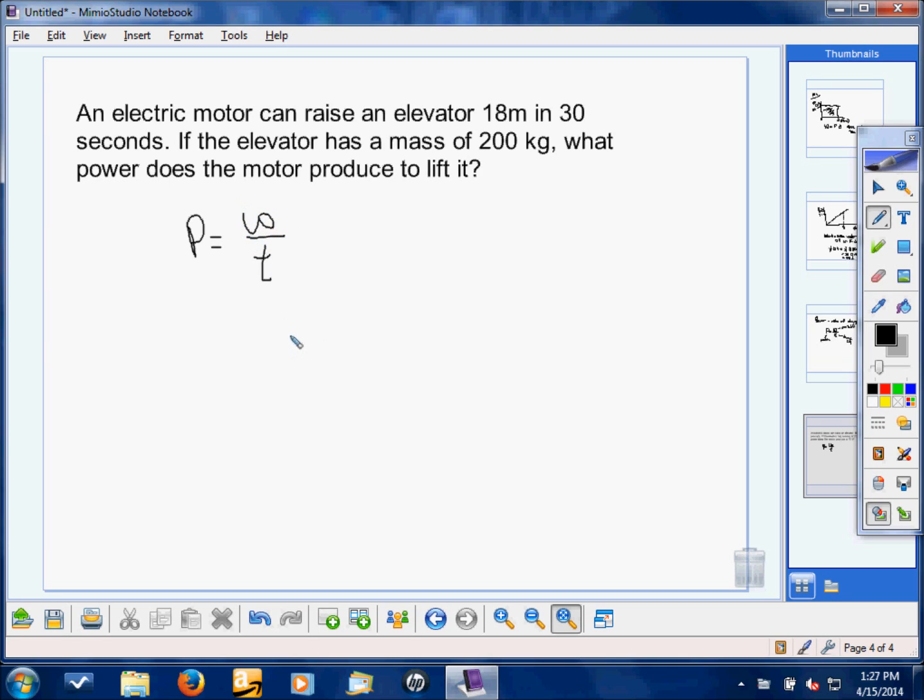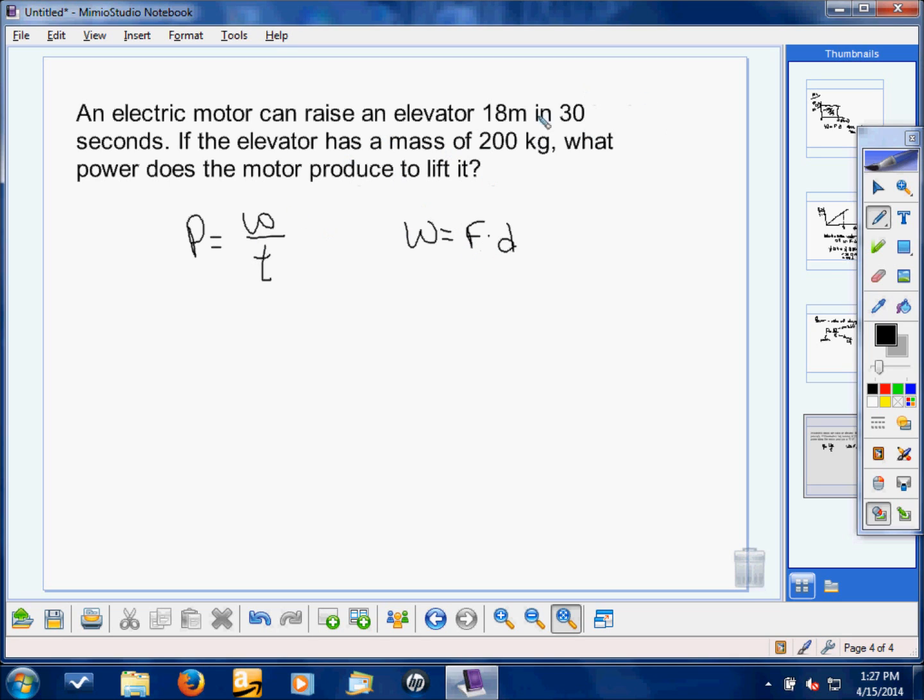We have to do a little bit first. The time isn't the issue, we have the time. But what is it that we still have to calculate in order to use this? The work. And what's the equation for work? Force times distance. We have a distance. The distance is not the issue, but we don't know the work. What else don't we know? The force.